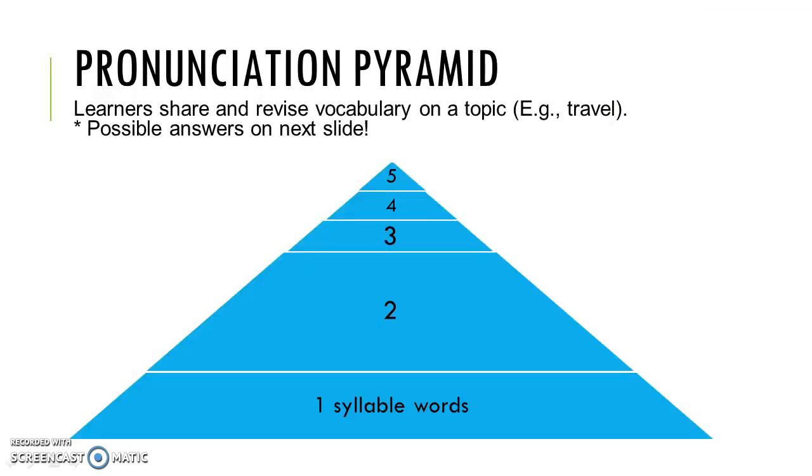So let's move on to a different type of graphic organizer. These are pyramids. This is where learners can share and revise vocabulary on a topic. Today we can talk about travel. So for instance, 1-syllable words about travel. And then moving up the pyramid, 2 syllables, 3 syllables, 4 syllables, and 5. Let you think about it for a couple seconds and come up with some answers.